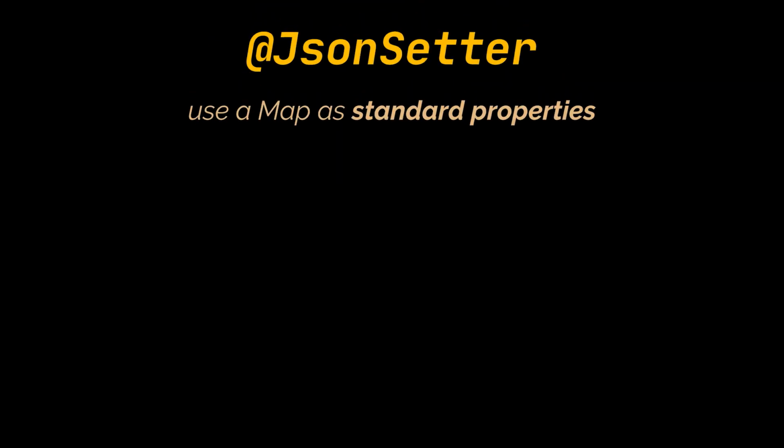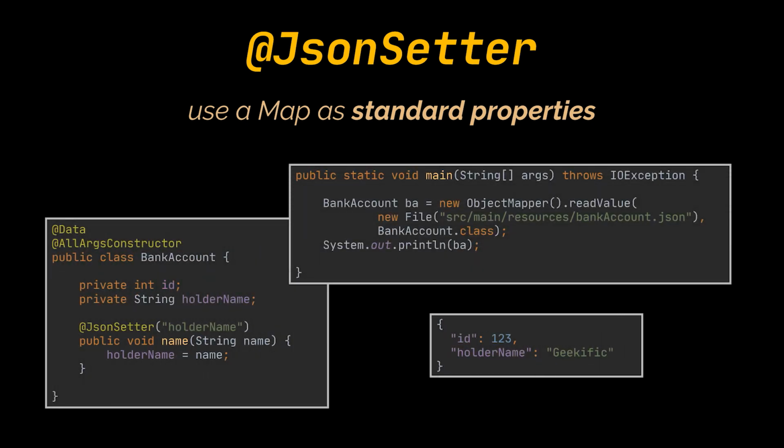Now, the @JsonSetter is an alternative to @JsonProperty that marks the method as a setter method. Similar to the @JsonGetter, this one only affects deserialization. This is incredibly useful when we need to read some JSON data, but the target entity class doesn't exactly match that data.